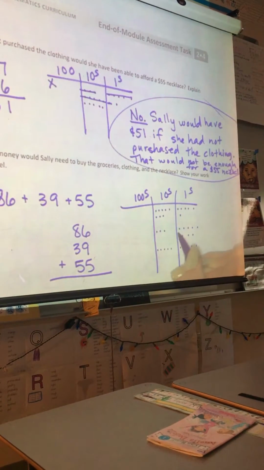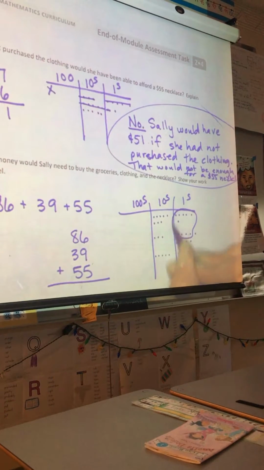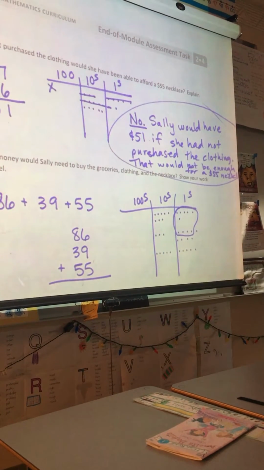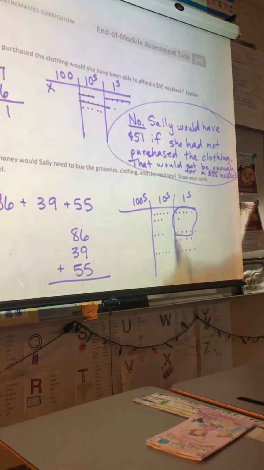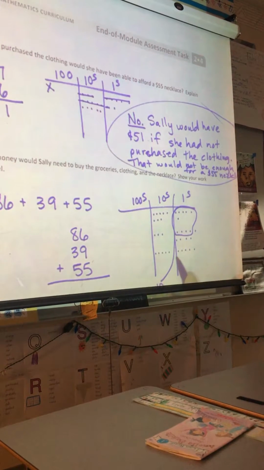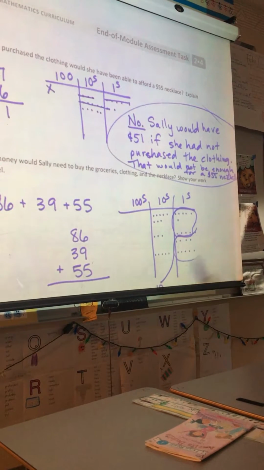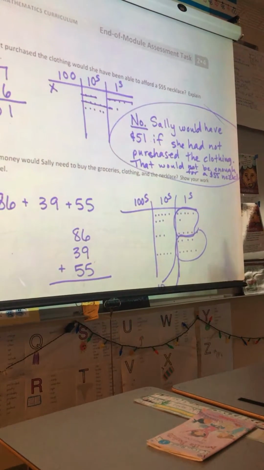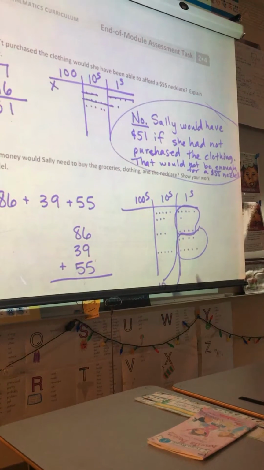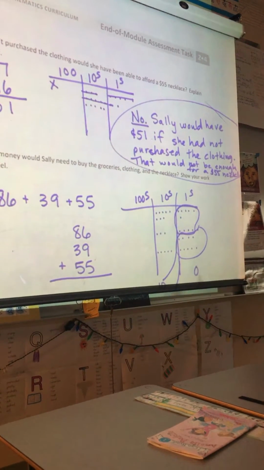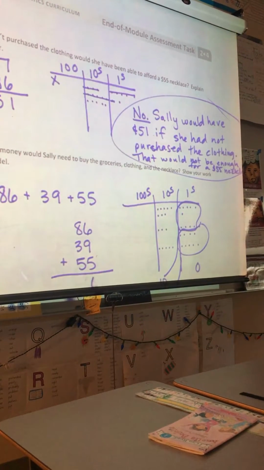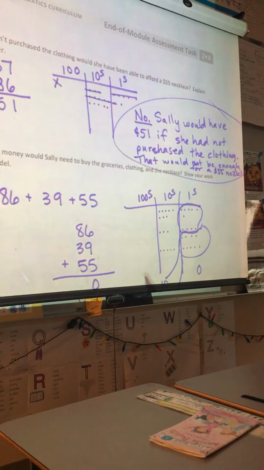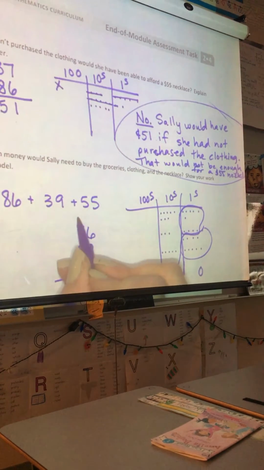I know that if I have 6 and I add 4 more, I've got a 10. So here is a bundled 10. And 5 plus 4 plus 1 is actually another 10. So that leaves me with 20, which is a 0 in the ones place and a 2 in the tens place. 6 plus 9 plus 5 is 20, 0 in the ones place and 2 in the tens place.